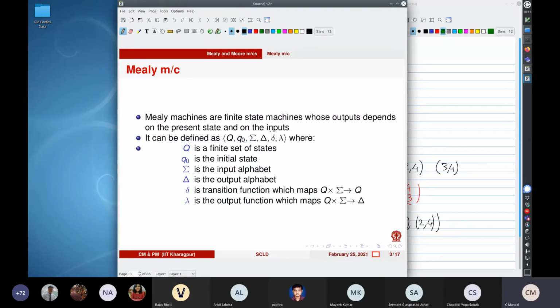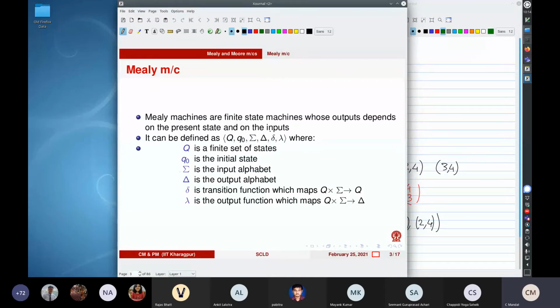Then you have the input alphabet, which is denoted by sigma. You have the output alphabet, simply the output of the machine. You have a transition function. When we work with digital machines, we restrict ourselves to just deterministic finite automata.